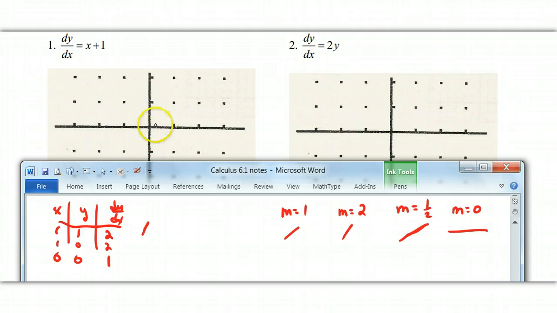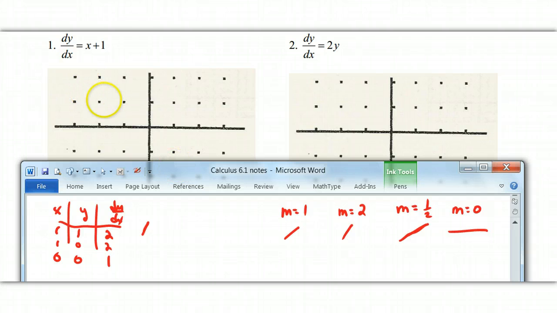So this would have a slope of 1 right here. So I draw that in. And then if I continue on doing this, I can do it for all the points. If you notice, if it's all in terms of x, what happens when your x is 1? Well, my slope's always going to be 2. So in this row going down, my slope will always be the same.